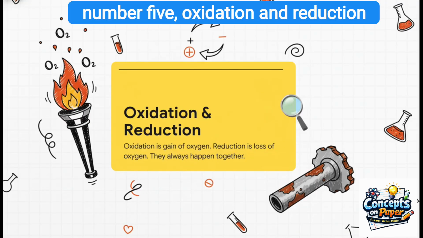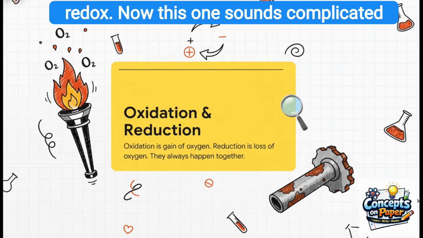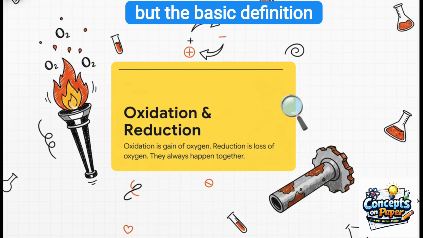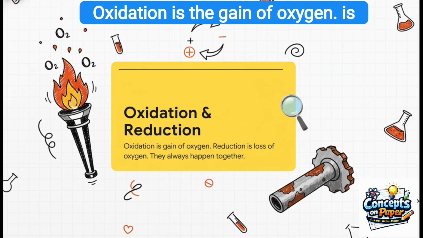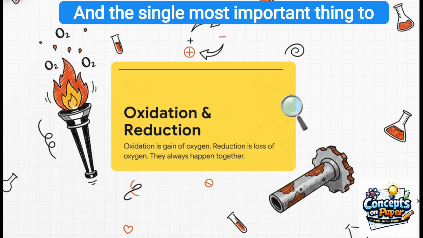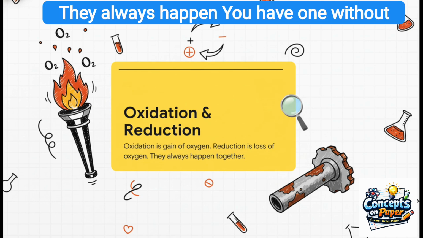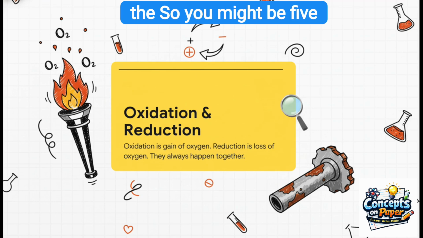And last but not least, number 5, oxidation and reduction, or for short, we just call it redox. Now, this one sounds complicated, but the basic definition is simple. Oxidation is the gain of oxygen. Reduction is the loss of oxygen. And the single most important thing to remember is that they're a team. They always happen together. You can't have one without the other.